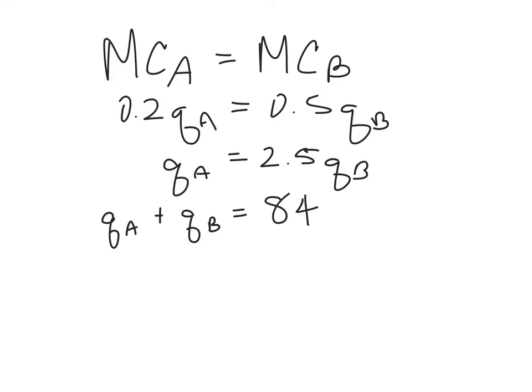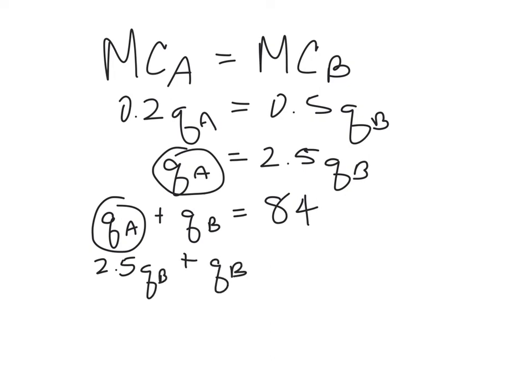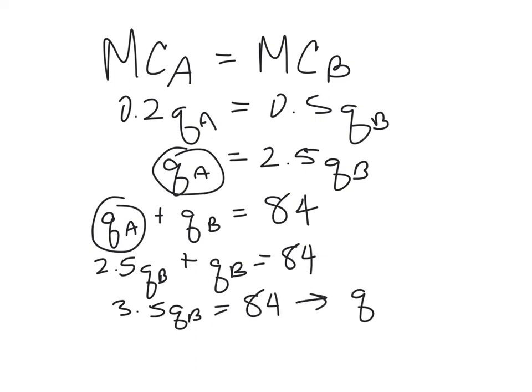Well, now we can substitute what we know about QA into this one, and we get 2.5 times QB, that's another way to express QA, plus QB is equal to 84. We find that 3.5 QB is equal to 84. Turns out QB is equal to 24, and that means QA is equal to 60.